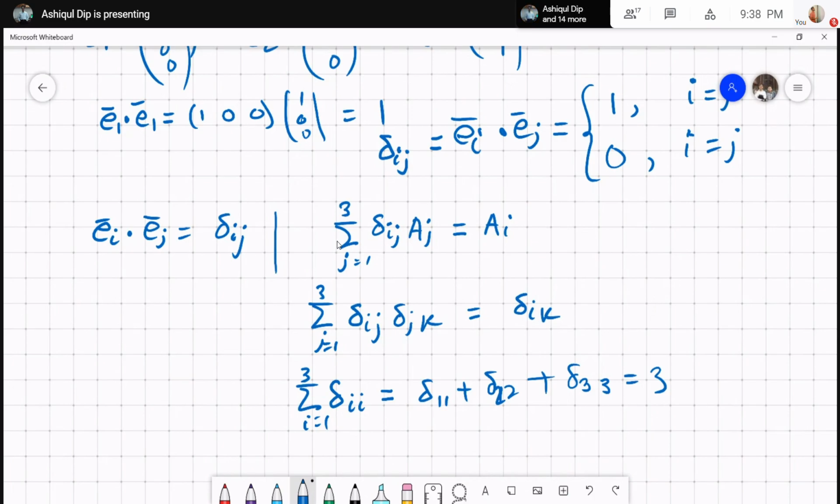So when you have a summation on delta, the index of delta runs over each of the dimensions, the number of dimensions. So we are working with 3 dimensions. That's why it runs from 1 up to 3. So for n dimensions, it will run from 1 up to n. So when you have a summation over 2 indices of delta, then you get the number of dimensions. Got it?